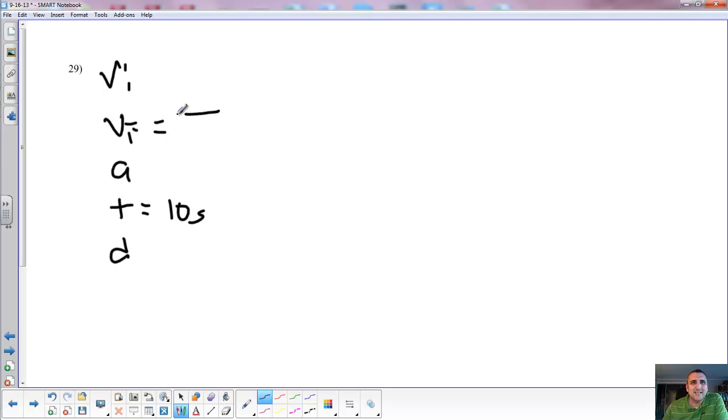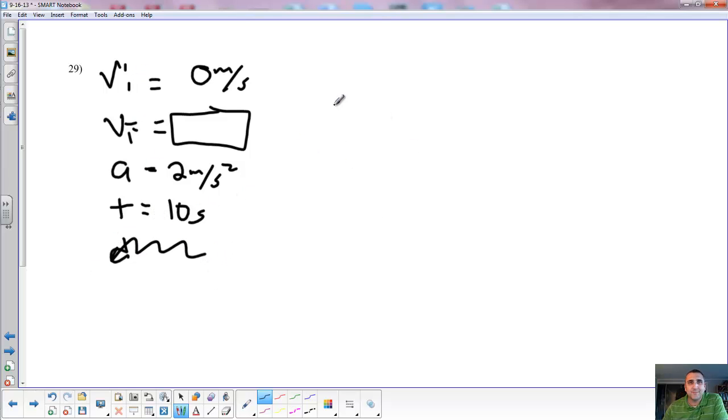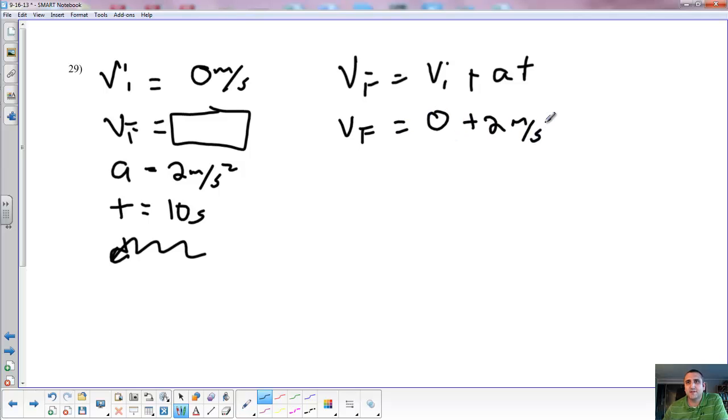I'm looking for my instantaneous speed, which is essentially my final velocity from something that starts at rest, 0 meters per second. And it is accelerating at 2 meters per second squared. So VI, VF, A, and T, forget about D. I would say the best equation to use is VF equals VI plus AT. VF equals 0 plus 2 meters per second squared times 10 seconds.